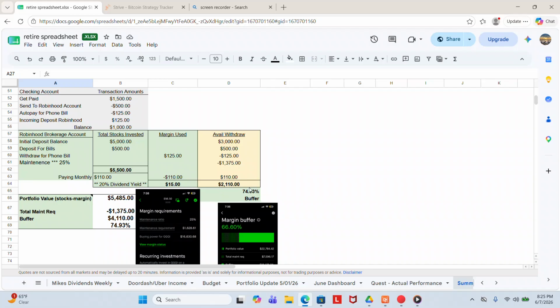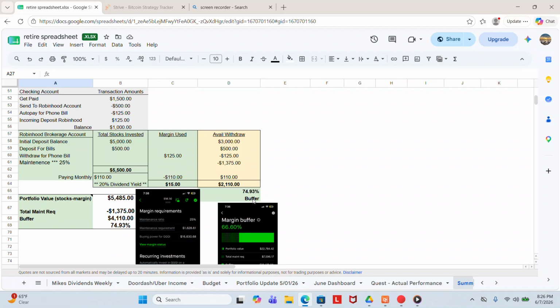That's a 74% buffer. Think of a buffer as the amount of margin available for you to use. Okay, so you always want to keep that as high as possible. You never want to use up all your margin, because the benefit of keeping your margin high is to keep as much margin available as possible to pay bills, and also to ride out the market swings.